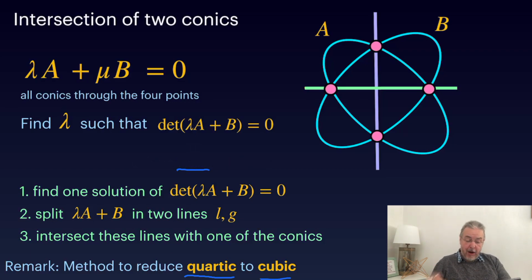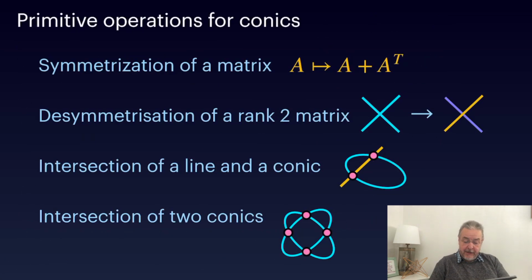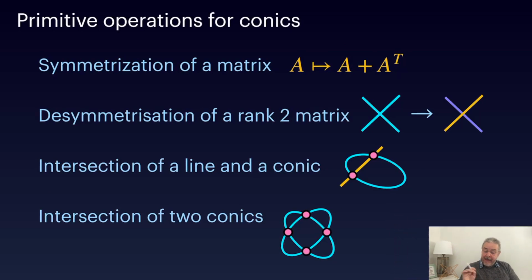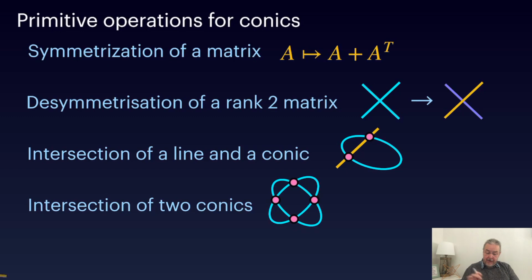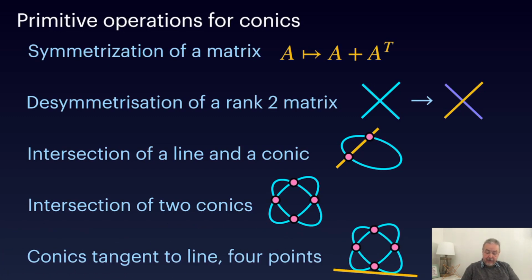Okay, so far for the primitive operations. We worked through all our menu. In the book on perspectives of projective geometry, you find even more primitive operations. For instance, calculating the pair of conics that is at the same time passing through 4 points and being tangent to another line. This is a little bit more evolved. I really recommend to read that in the book.